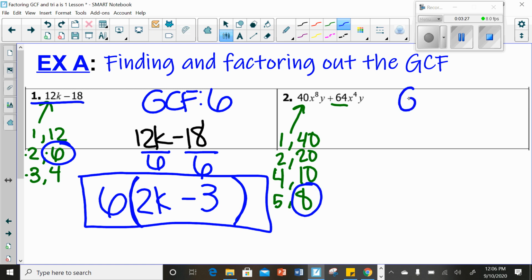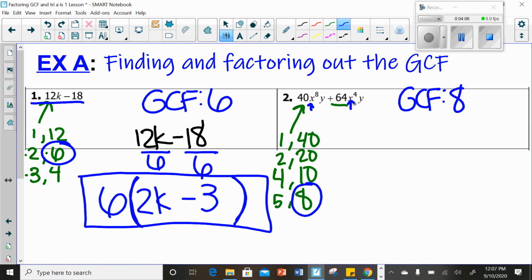So part of our GCF is going to be 8. However, we also need to look at our variables on this problem. So for this problem, we have x to the 8th and x to the 4th. So now we have to decide which variable and what power will go into everything, okay? So if I have 8 x's here, can I take 4 x's away? I can. If I have 4 x's here, I can take 4 x's away.